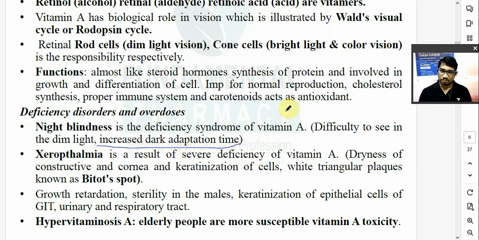cells, whatever rhodopsin is there in the rod cells, that is being used. And when you suddenly shift to the dark area in the theater, what happens, due to depletion of your rhodopsin, it takes a few seconds to synthesize rhodopsin by your rod cells.